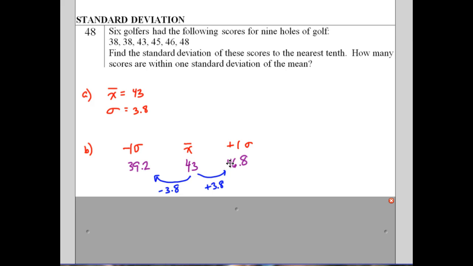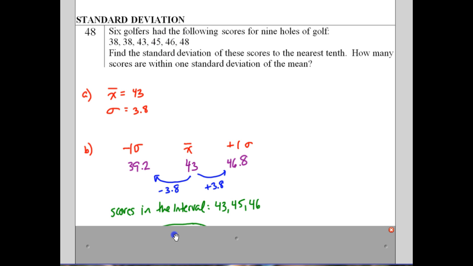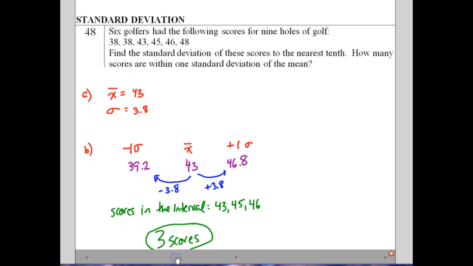Now let's just do some counting. The only scores that I see that are between 39.2 and 46.8 are the 43, 45, and 46. So scores that are in the interval are those. The answer is 3 scores.